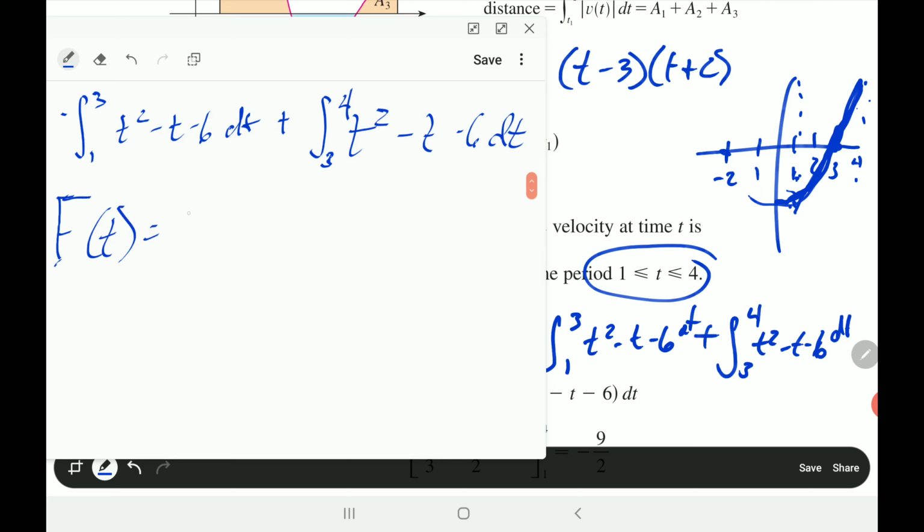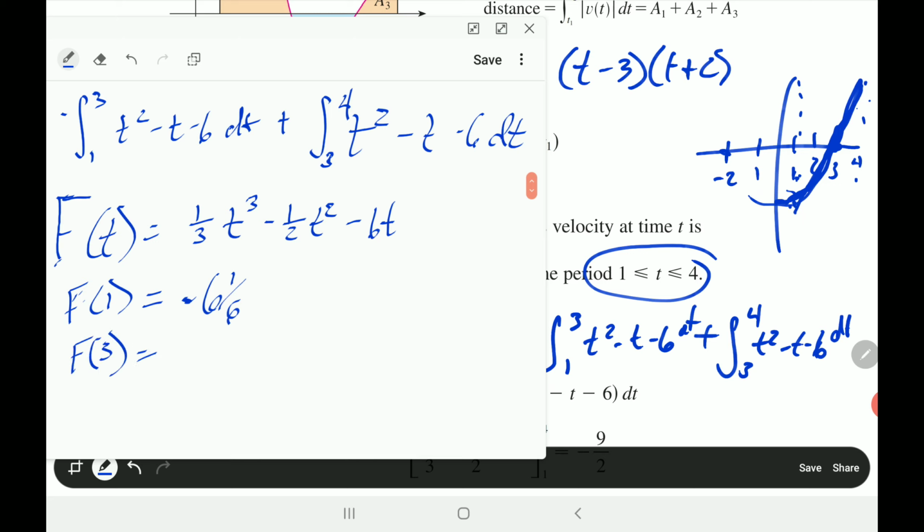Okay, f of t is 1/3 t cubed minus 1/2 t squared minus 6t. All right, we already know f of 1 because we plugged that in earlier. F of 1, the smaller value, is a number. I think, no, I don't have it anymore. I erased it. I want to say when we did it, we got negative 6 1/6. F of 3 we don't have, so we'll plug that in.